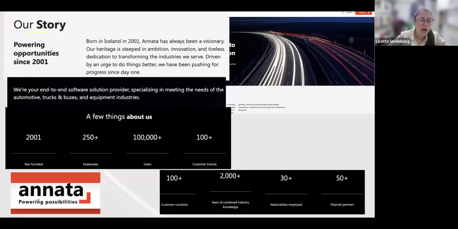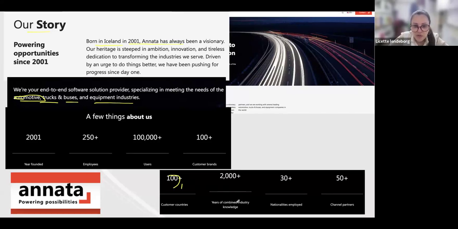First of all, Annata is a company born in Iceland in 2001, blah, blah, blah, has always been visionary in its ambition and innovation. They are developing solutions for this type of industry: automobiles, trucks and buses, and equipment industries. Annata is working with more than 100 countries globally.